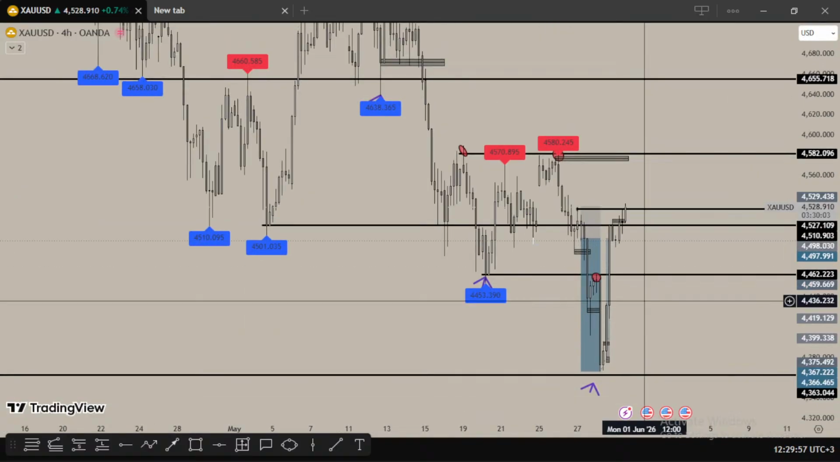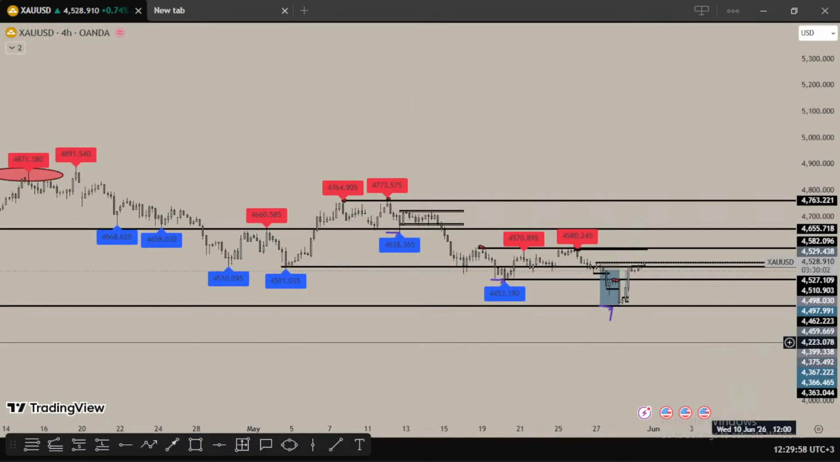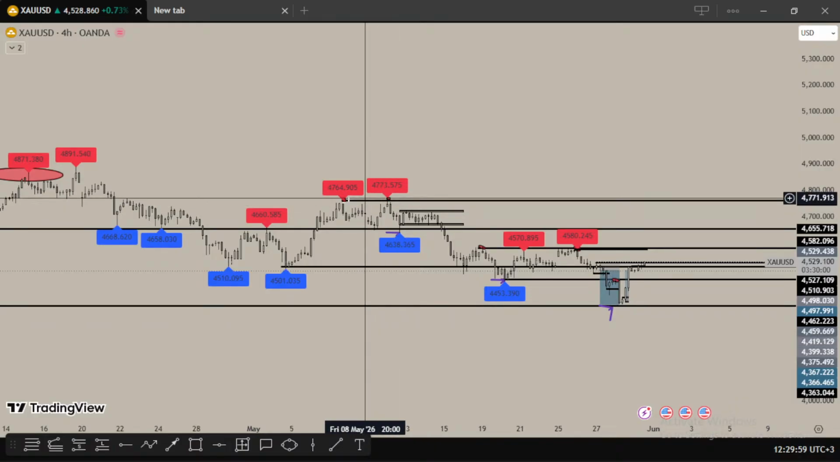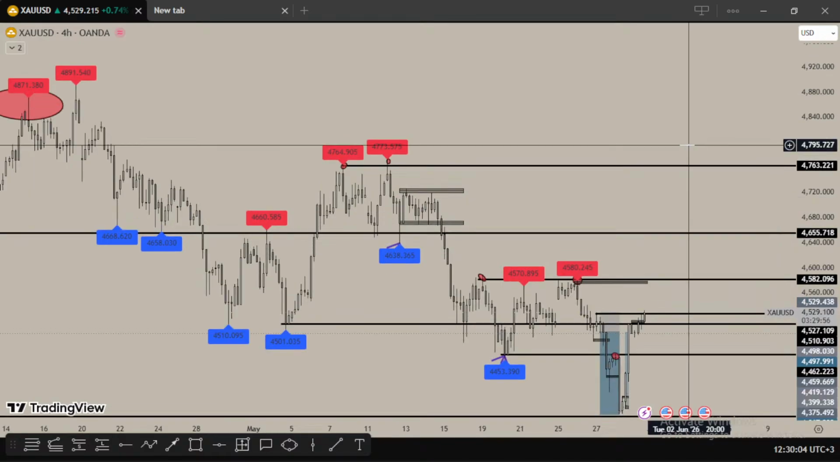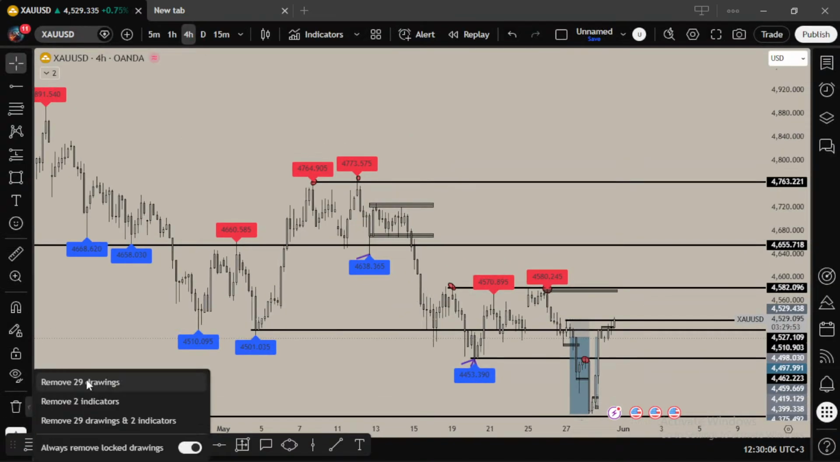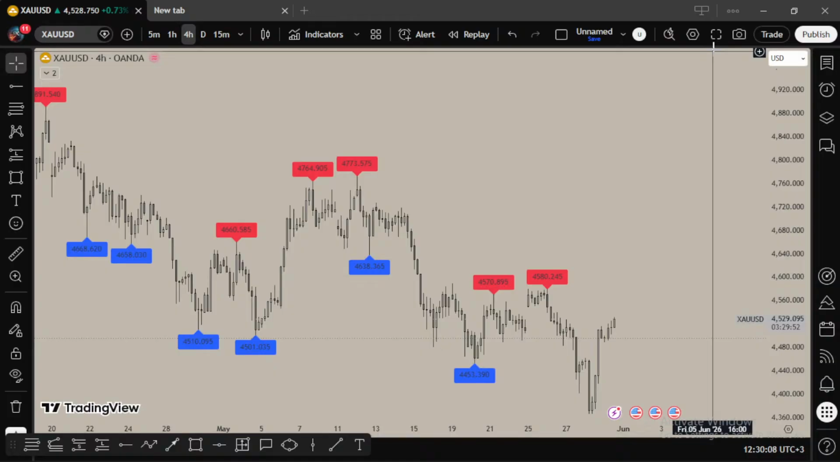So the first thing, I have to sacrifice all this analysis. You can clearly see this is my analysis from last week. So let me delete the whole analysis and let us start from the swing trade point of view.